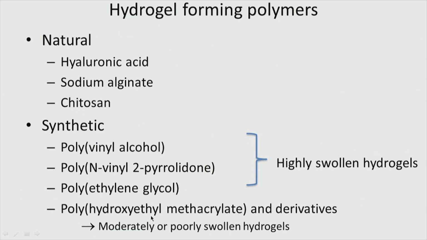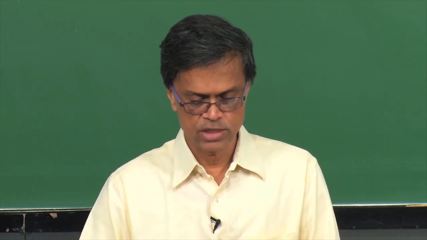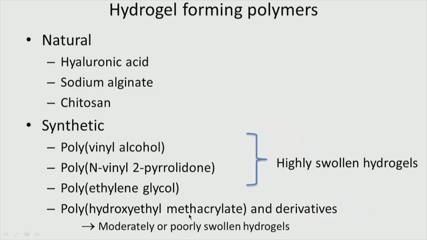Carrageenan forms hydrogel, I missed out that. Glucan, that is also a polymer that can form jelly-type behavior. So, a lot of natural polymers are there, synthetic polymers are also there actually. Sometimes we mix them together to get the correct properties.